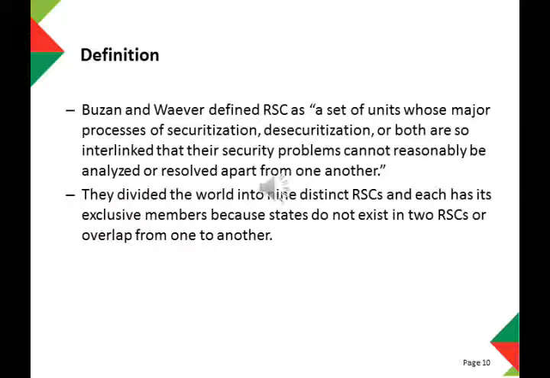But these processes of securitization and desecuritization are interlinked. This means that the security problems or security issues within that group of states cannot be analyzed or resolved separately from one another. This is what Buzan and Wæver call security interdependence. So now we've got a group of states who have some security problems, but in order to handle these security problems, these states must work together in handling these problems.